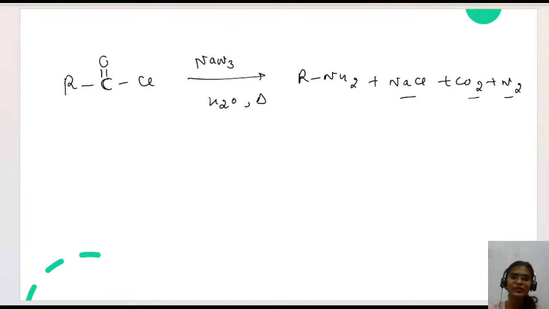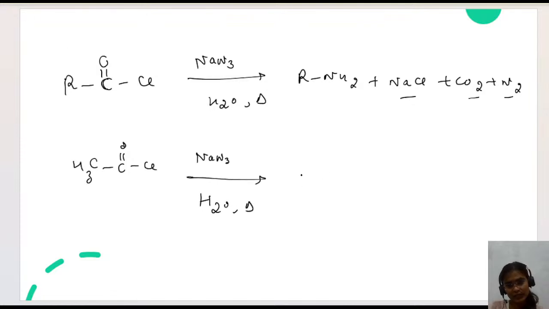Every mechanism is almost similar. A problem may come in future if the question asks something like the Curtius, which acid. Anyway, let's go back. So this is all for the reaction. You can write any general reaction. Or let me write again: CH3COCl, NaN3, and then water, and then heat. So it's CH3NH2, again the primary amine.